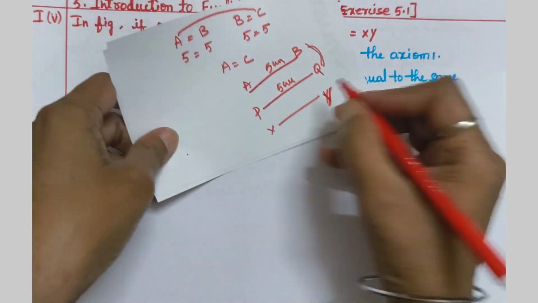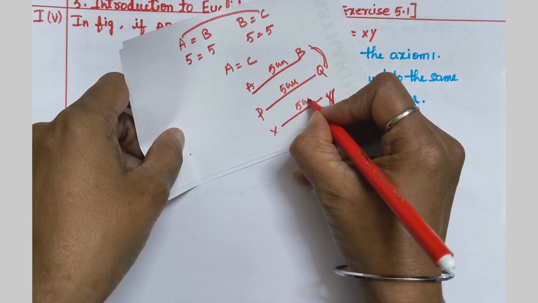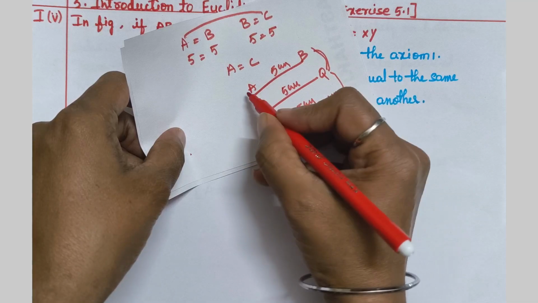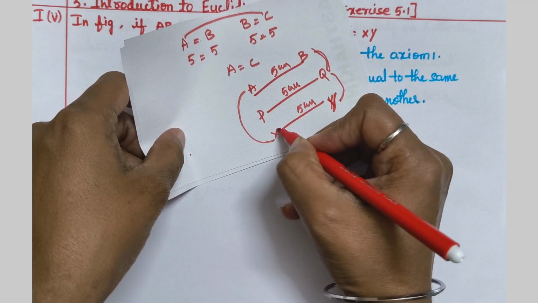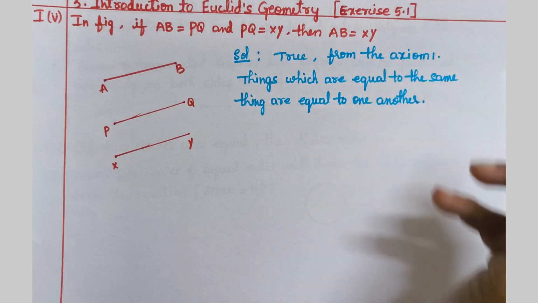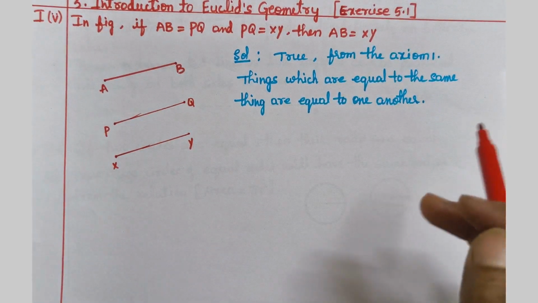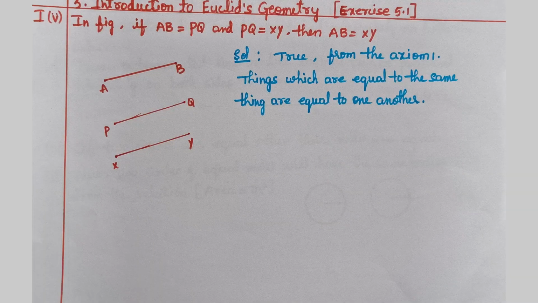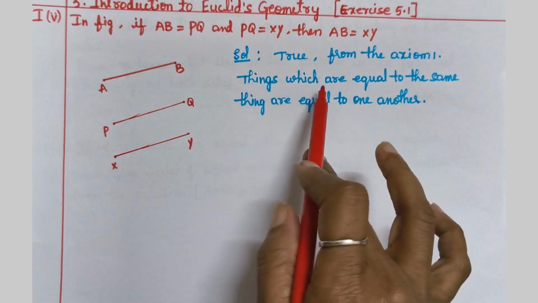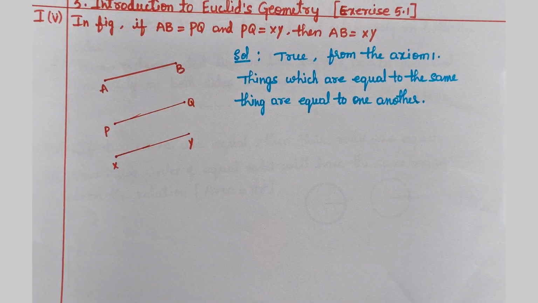Next, PQ equals XY. PQ is 5 centimeters means XY is also 5 centimeters, because PQ equals XY. Automatically AB equals XY. This is Axiom 1: things which are equal to the same things are equal to one another. So now you can write it here.